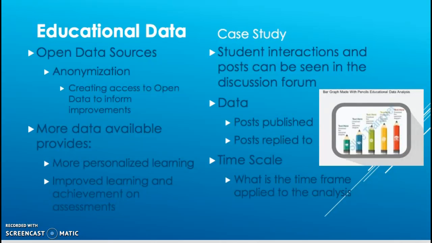Educational data uses open data sources, such as anonymization, which masks the student's name and information. It also creates access to open data to inform improvements without compromising the safety and information of students. It also provides more data for more personalized learning and to improve learning and achievement on assessments. The case study mentions students' interactions and posts that can be seen in a discussion forum, because the objective is to measure student discussion, and the data could be posts that are published and posts that are replied to.